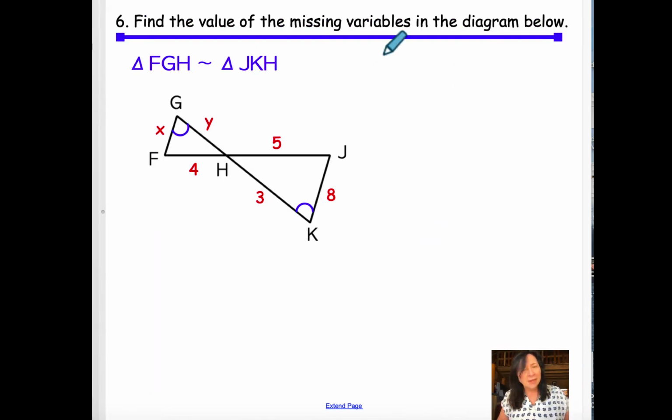Now, back to our actual chapter. Your job is to find the missing variables. So this is from chapter 3. The other stuff was review. Find the value of the missing variables. So it looks like we have 2 variables here.